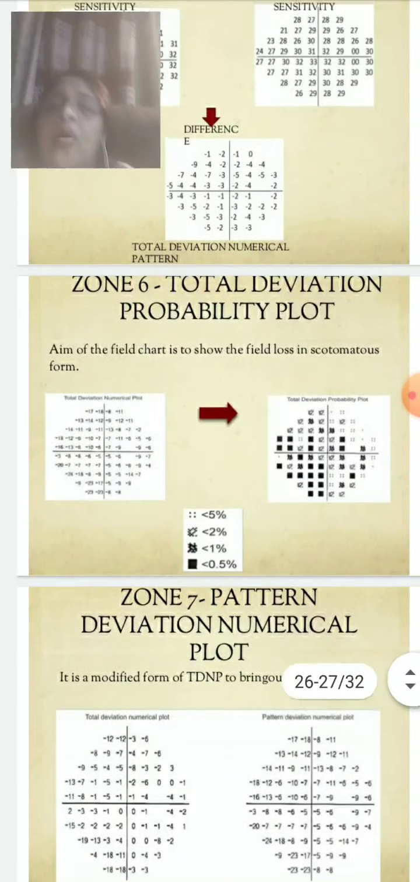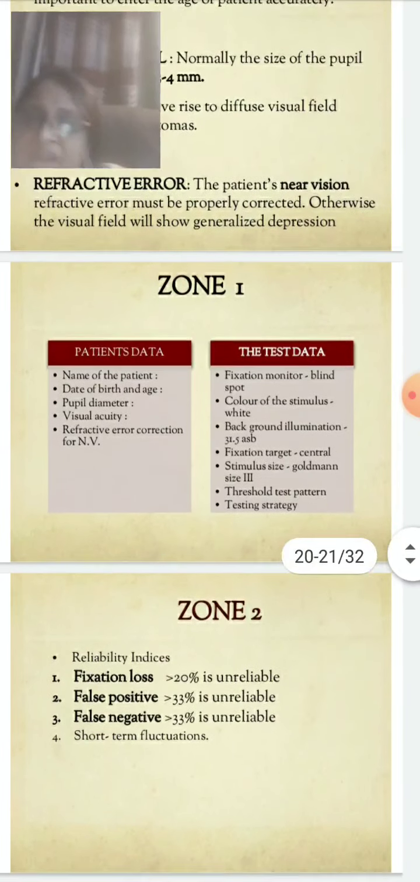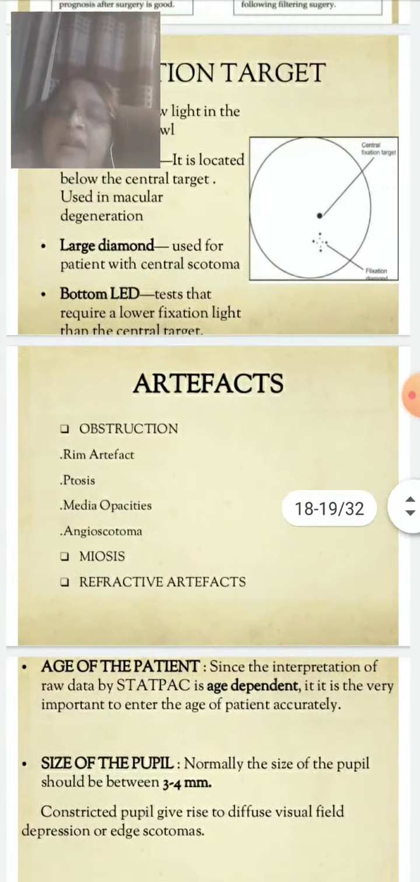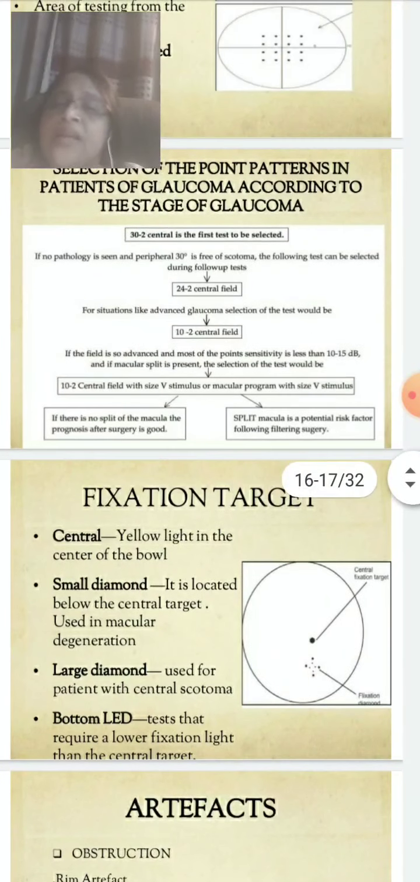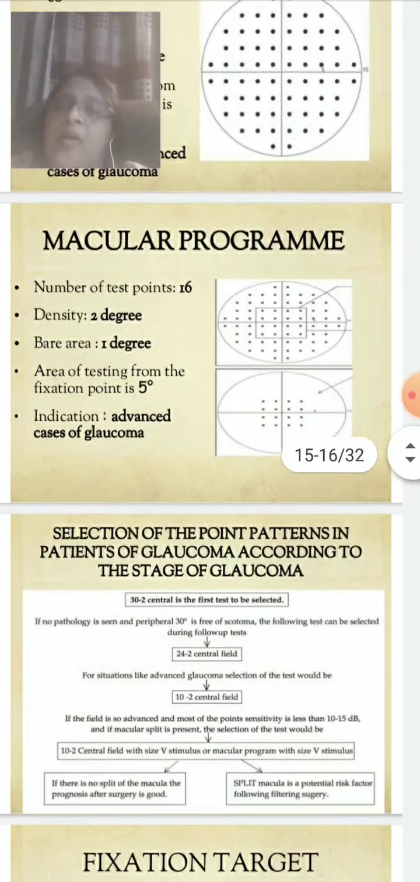You have to know the definition of perimetry, what are the types of perimetry, the difference between kinetic and static perimetry. In a normal Humphrey field printout, what are the different programs we do, when do we do these programs, what is the fixation target, what are the reliability indices. This is in short about perimetry.